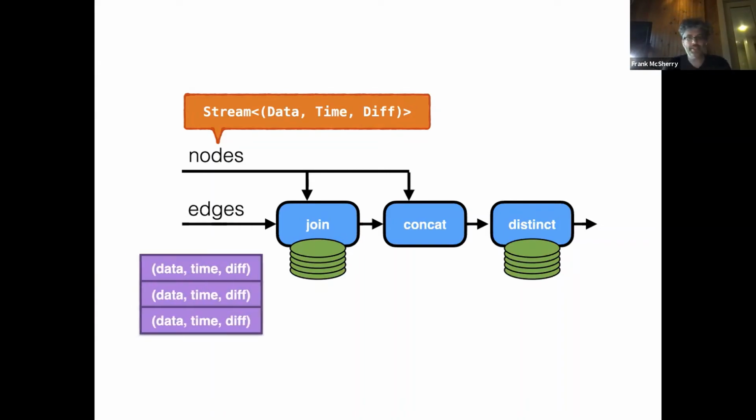And most of what we're going to see in the state are these accumulated changes, these data, time, diff triples that have come by. Basically, what we're mostly doing in the operators is recording what we've seen thus far, like the accumulated inputs that have flowed into the operator.